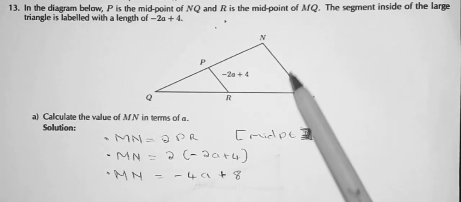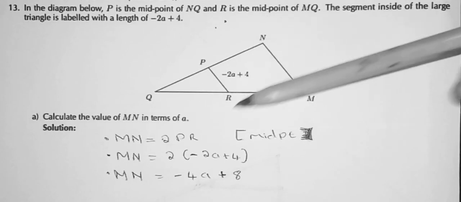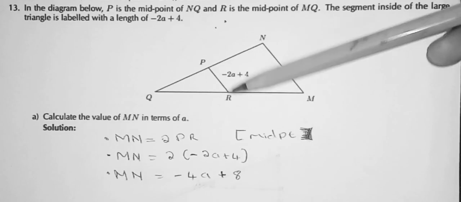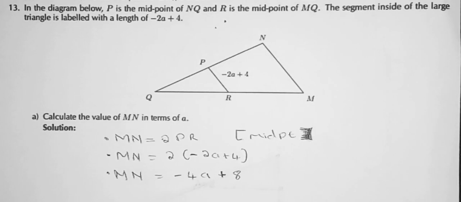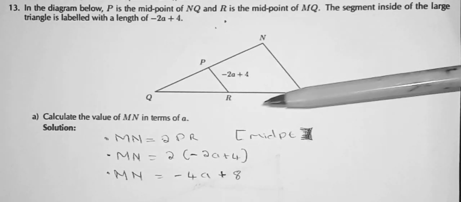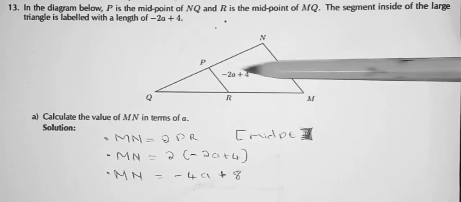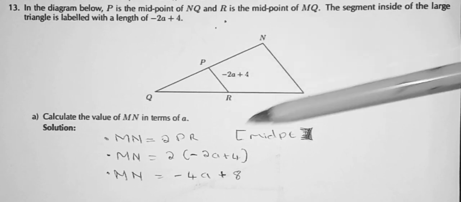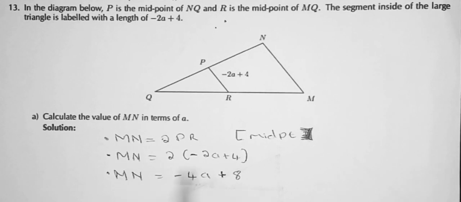So MN is equal to 2 times PR. The result will be the midpoint theorem. And then you're going to say MN is equal to 2 times this value of PR. And then, as you can see, MN is equal to negative 4a plus 8, and then you are done. This is short.